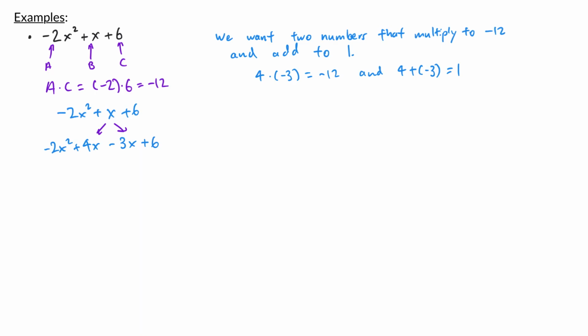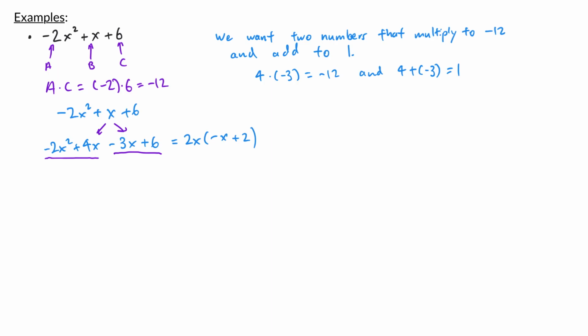In our third step, we're going to group the terms negative 2x squared plus 4x together and group the terms negative 3x plus 6 together, and factor each of those groups separately. Looking at our first group, negative 2x squared plus 4x, I notice that we have a common factor of 2 and x in both of those terms. So I can pull out a 2x. What's remaining after I pull out a 2x is negative x plus 2.